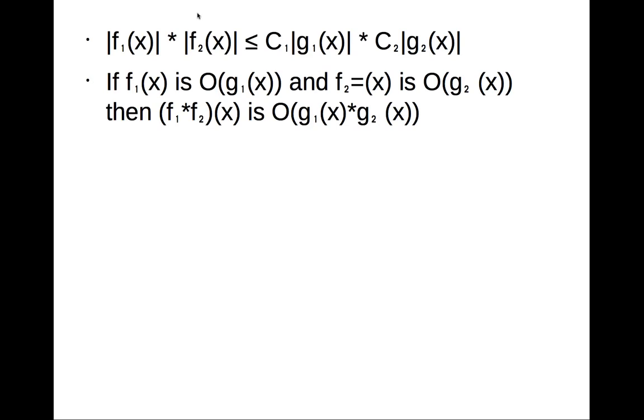Additionally, we also have our multiplicative properties. If you have f1 of x and f2 of x, and they are again bounded respectively by c1 times the absolute value of g1 of x and c2 times the absolute value of g2 of x, then you can multiply the two functions together, and when you do this, you get f1 times f2 of x. In this case, the function will be big O of the two bounding functions multiplied together. So you will have g1 of x times g2 of x.